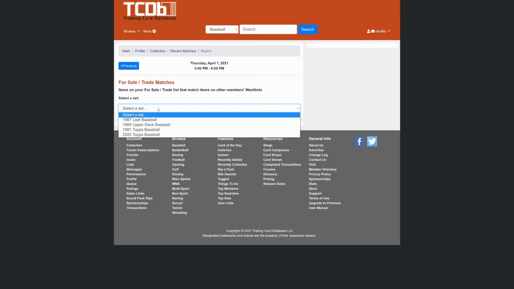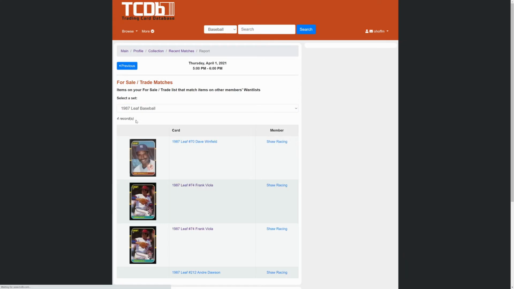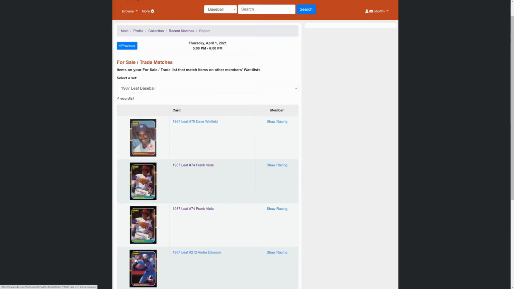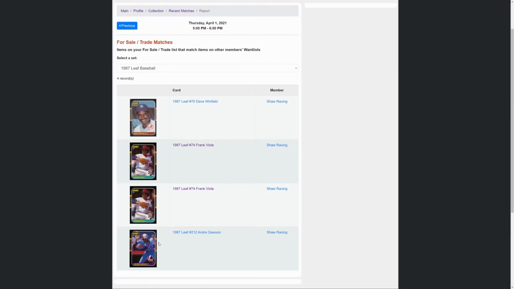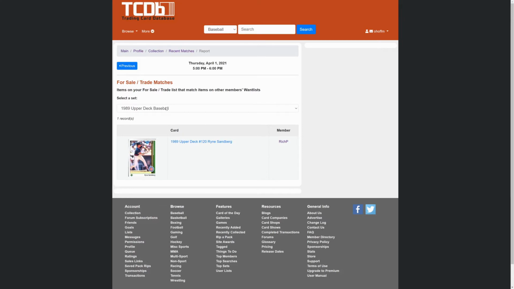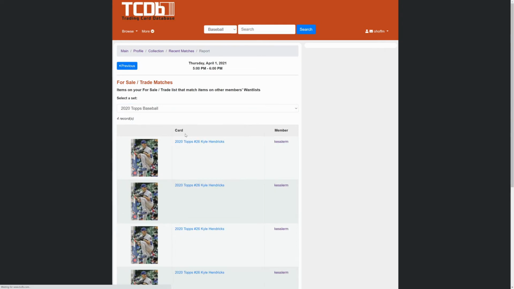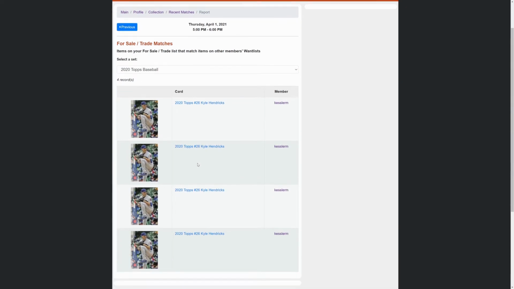So I just went to this first one and we'll take a look. It says these people are matching me. So Shaw Racing is looking for these cards, and I happen to have these cards that I am willing to trade. And you can look at all these. I don't know if these are all. See, there's different people. And so there's several different people.